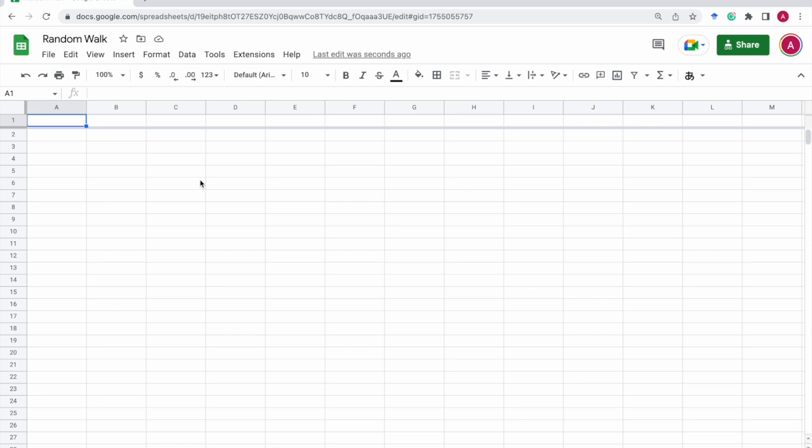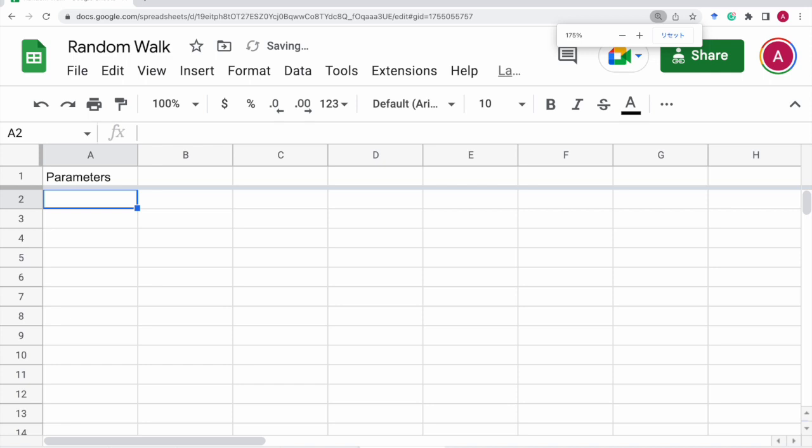So let's simulate the death process using Google Sheets. First, we set parameters. Let's make it bigger. And the first parameter is delta t, that is time step. Let's set it at 0.1. And the next parameter we need is the death rate.